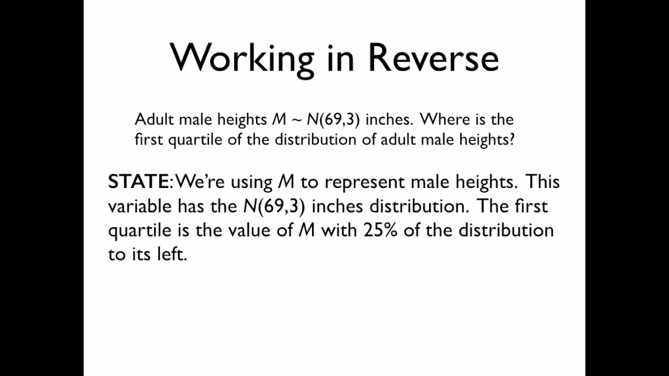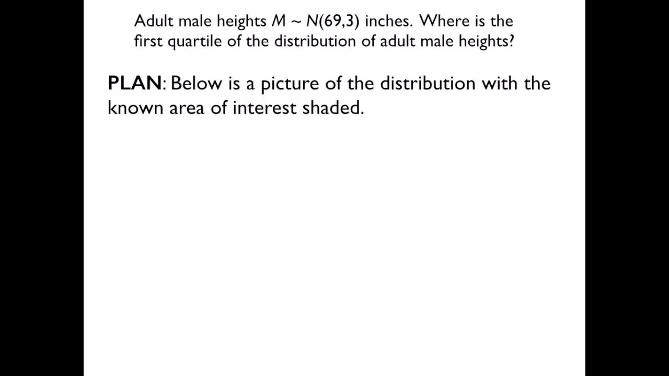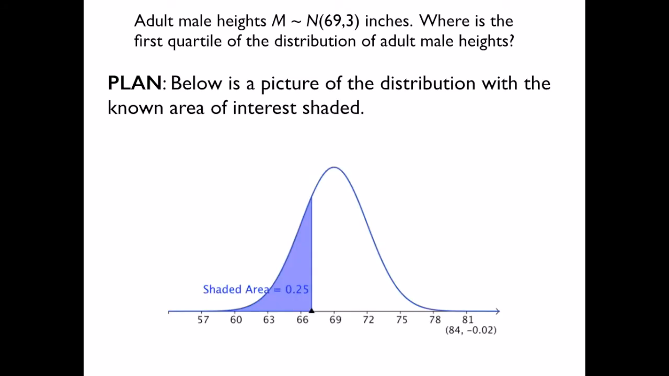One last example, working in reverse. Now let's say we're dealing with these adult male heights, and we want to figure out the first quartile. In other words, we want to figure out what value gives us 25% of the distribution to the left of that certain score. So in this case, we actually know the shaded area. We know the shaded area is 0.25, and we want to find the value that gives us that shaded area.